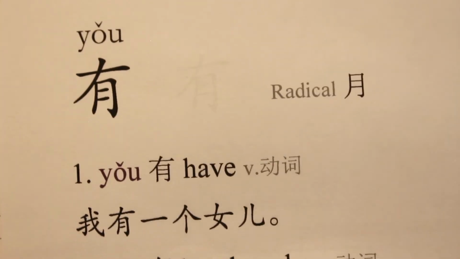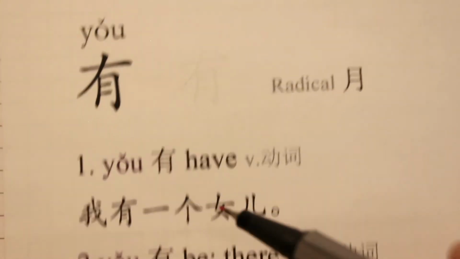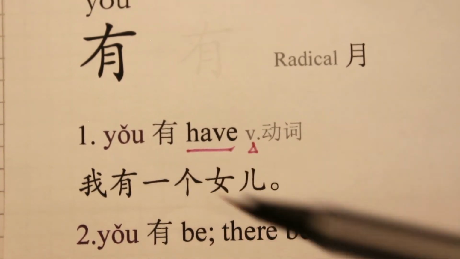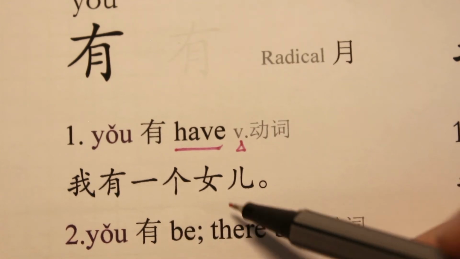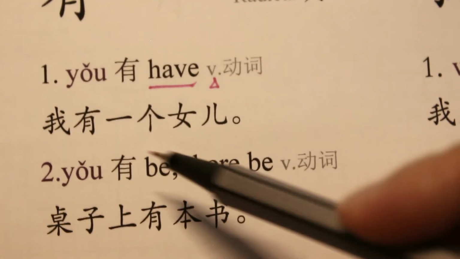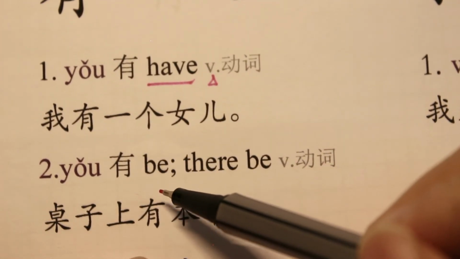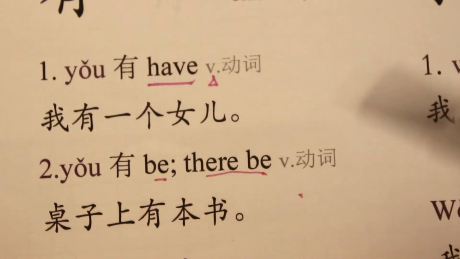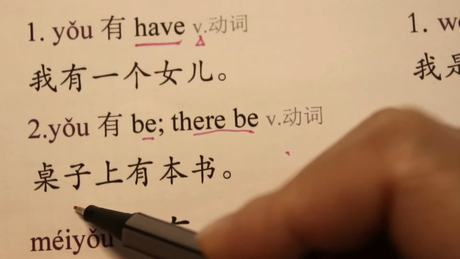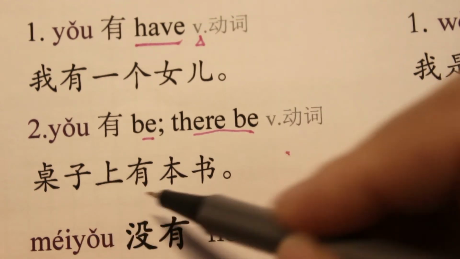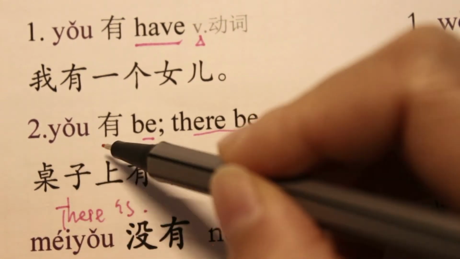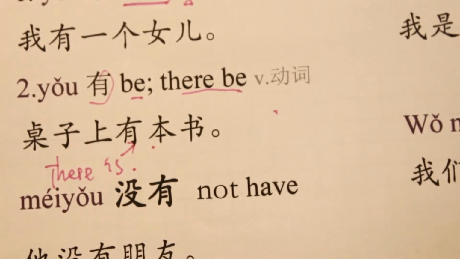The first one is 有. It has two meanings. The first is have, used as a verb. 我有一个女儿 means I have a daughter. 女儿 means daughter. And the next one, you can also use as be or there be. Here we have 桌子上有本书 means there is a book on the desk. So here 有 means there is.